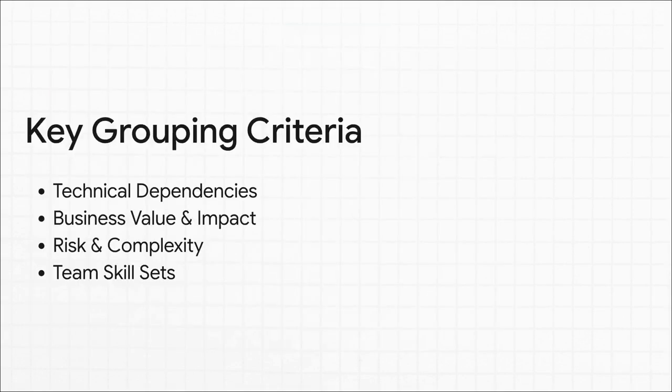All right, so how do you actually create these groups? Well, there are four key things you've got to look at. First, technical dependencies: which apps and databases are talking to each other. You can't just rip them apart. Second, business value: which applications are absolutely critical to the company? Third, risk and complexity: which ones are just going to be a real headache to move? And finally, you have to consider your team's skill sets. Are they even ready for the tech stack you're moving to?